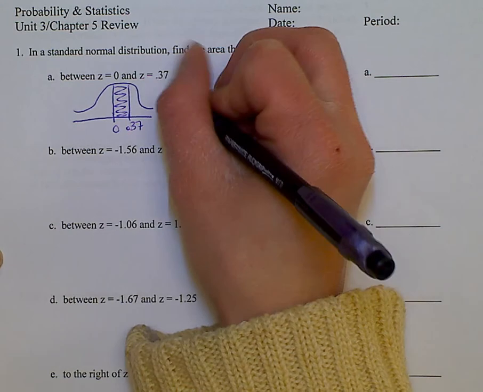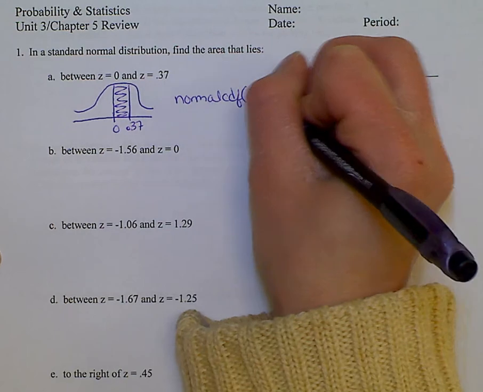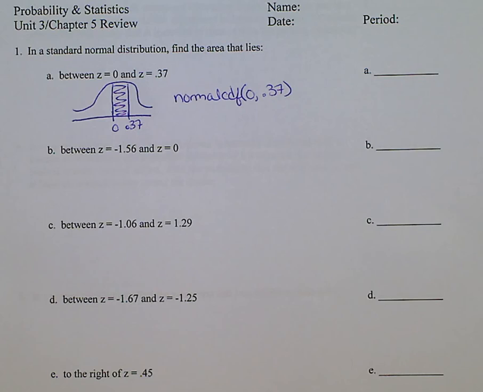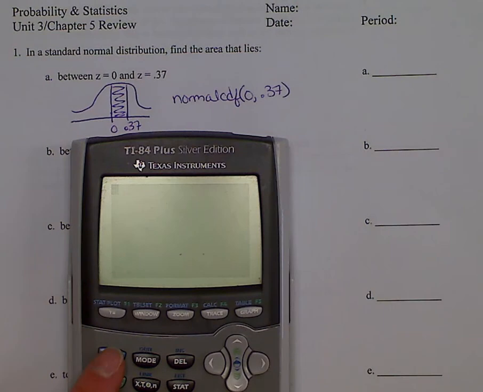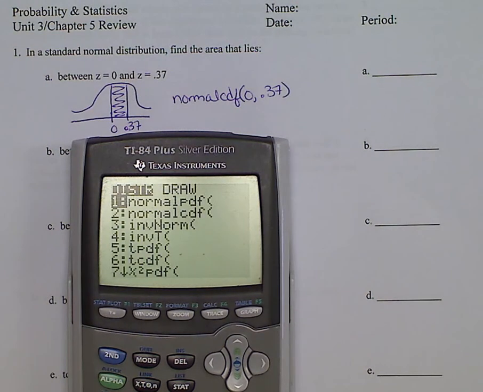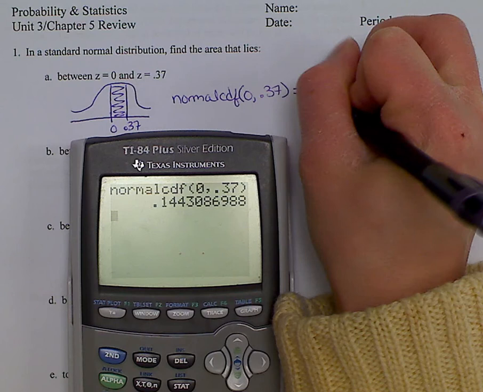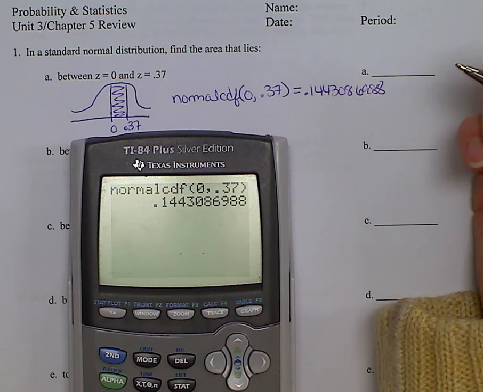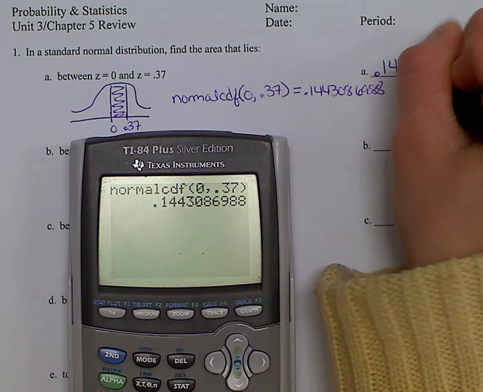In your calculators, we will do normal CDF. We want to make sure that our stat wizard is turned off to be able to enter it in this format. Okay, so for normal CDF, we hit second and distribution. Normal CDF is that second option. We type in 0, 0.37, close our parentheses. We get 0.1443086988. Remember, area or probability under our curve, we always round to 4 decimal places.